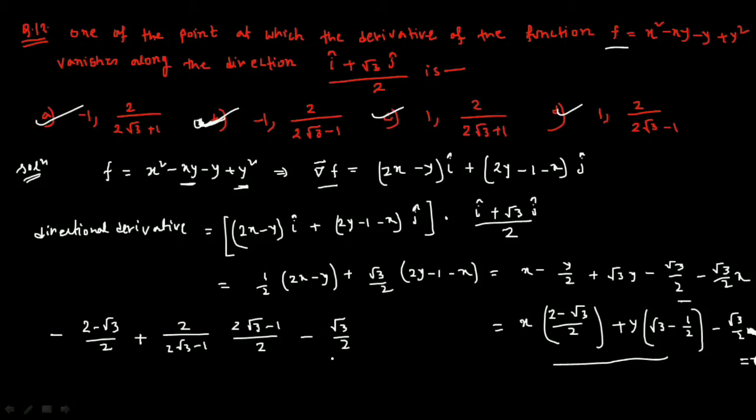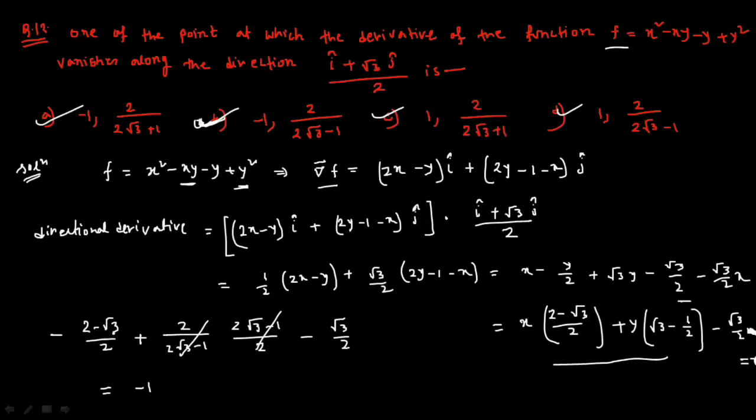So what you will have is, you can see from here, this 2 will be cancelled out, and this term will be 1. This will be cancelled out, so it will be minus 2 by 2, that means minus 1.